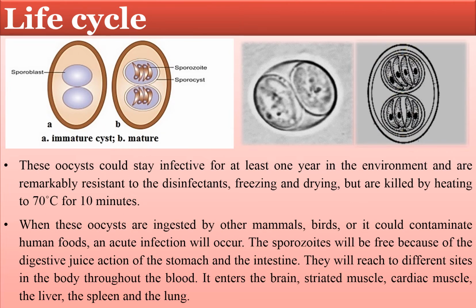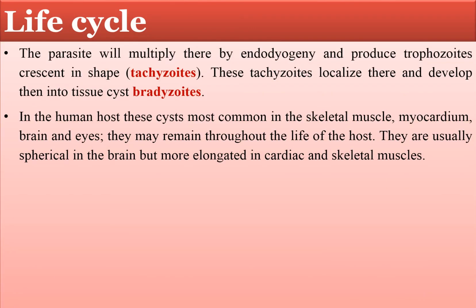When these oocysts are ingested by other mammals, birds, or it could contaminate human foods, an acute infection will occur. The trophozoites will be free because of the digestive juice or action of the stomach and the intestine. They will reach different sites in the body through the blood. It enters the brain, striated muscle, cardiac muscle, the liver, the spleen, and the lung. The parasite will multiply there by endodiogeny and produce trophozoites crescent in shape, the tachyzoites. These tachyzoites localize there and then develop into tissue cyst bradyzoites.